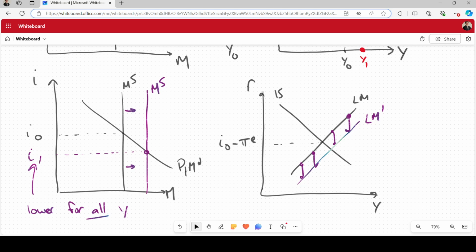Now, here you'll notice that as we move down this IS curve, from our original equilibrium 0 to this new equilibrium 1, you can see that the economy is expanding a little bit, and the interest rate is coming down.